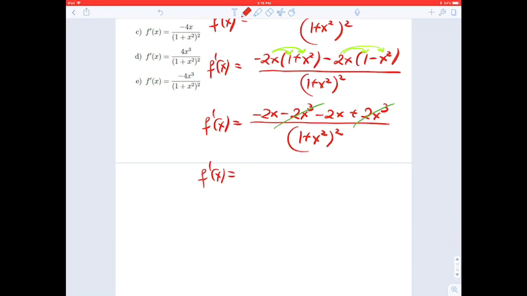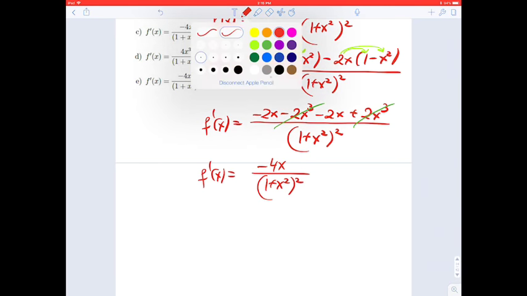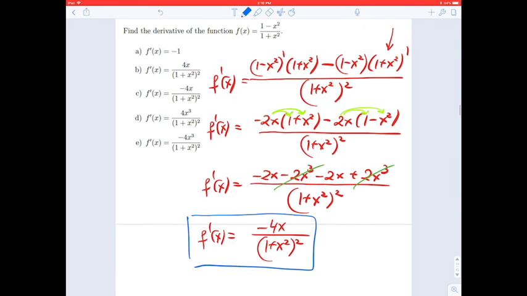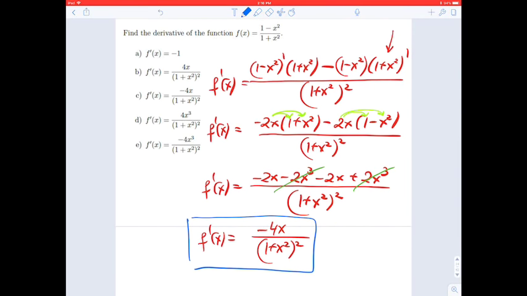Negative 2x and another negative 2x, negative 4x over 1 plus x squared squared. That's the final answer. And I hope I can see this on one of the options, C.